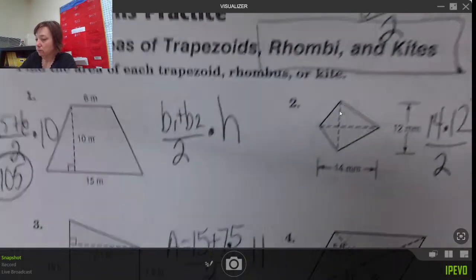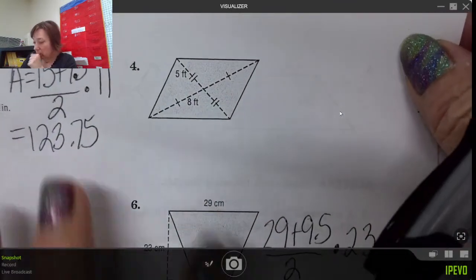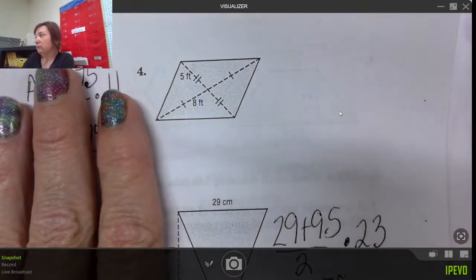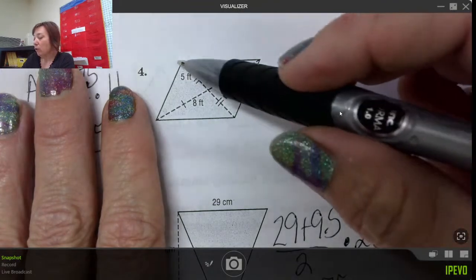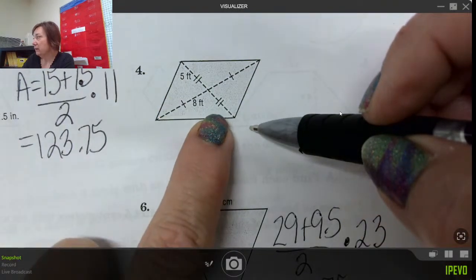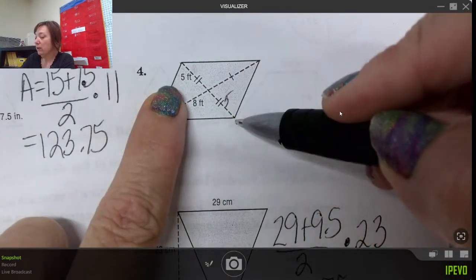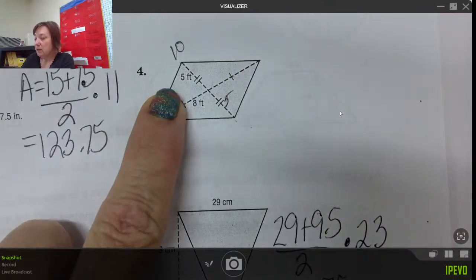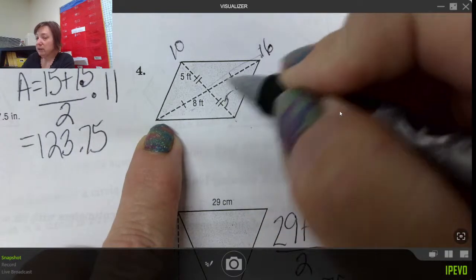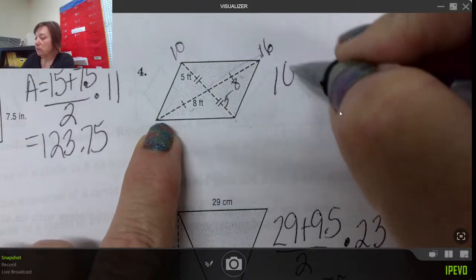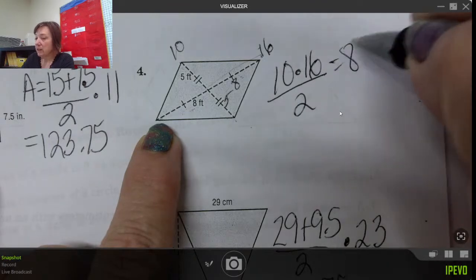On number 4, now on number 4, they try to trick you. See how they have that 5 right there? That 5 is not for the whole thing. It's just for this side. But what do we know about this side? It's exactly the same. So they're both 5. So it means what's the whole thing there? It's 10. So what's the whole diagonal this way? It's 16 because these are both 8, right? So to find our area, we would do 10 times 16 and divide by 2. And Zaylee said it's 80.